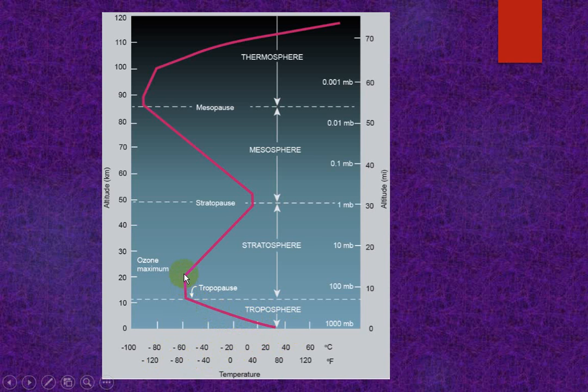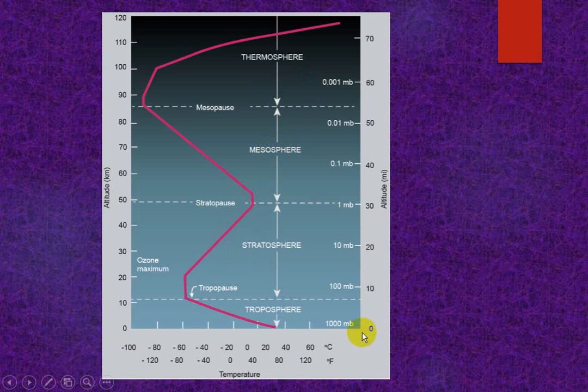Again in the stratosphere, temperature increases. Look, on the right-hand side temperature increases, and on the left-hand side it decreases. When we go to the mesosphere, again temperature decreases, then finally increases. Look, this is increasing. In the thermosphere the temperature is increasing constantly.